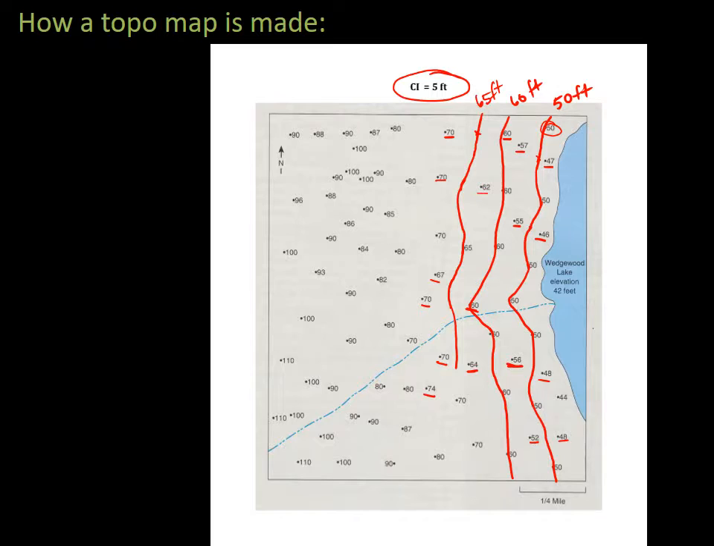Here's a 74 and a 70. Well, both of those are above 65, so I can't go there, but here's a 70 and a 60, and so 65 must be in between those two.